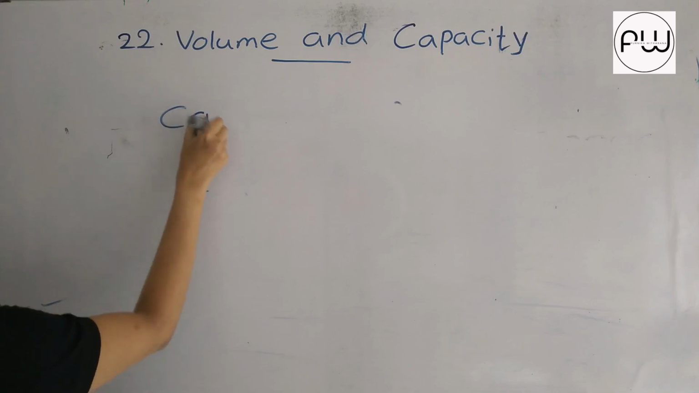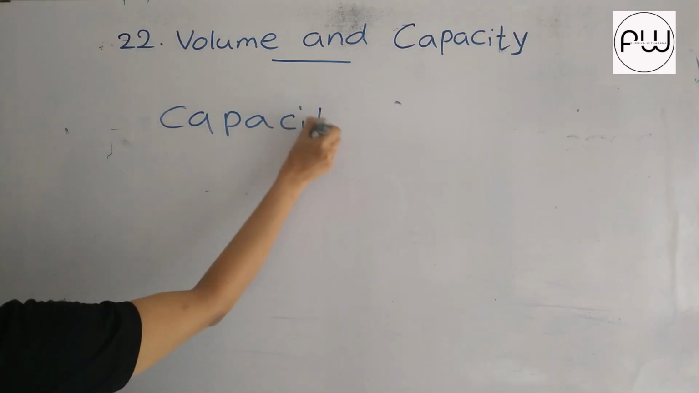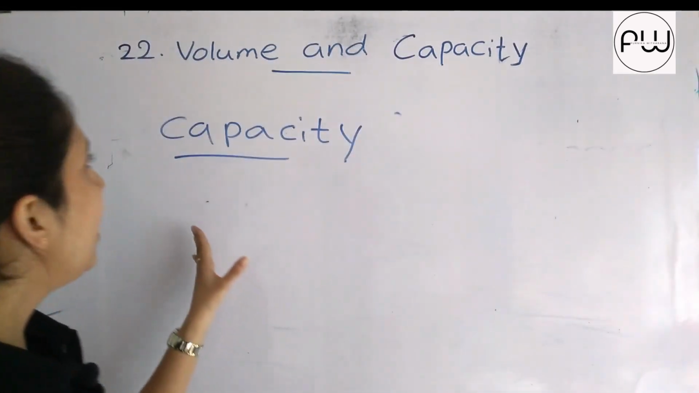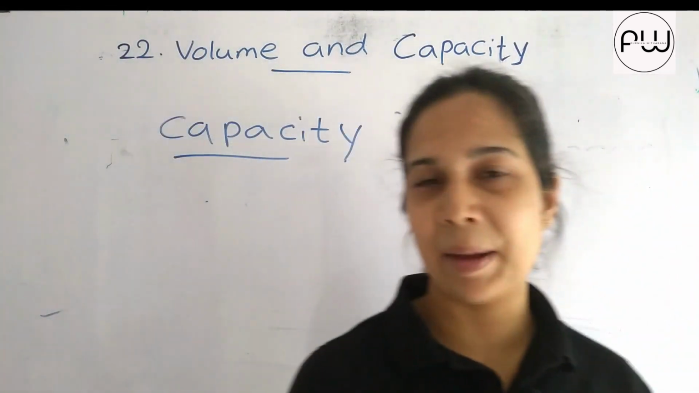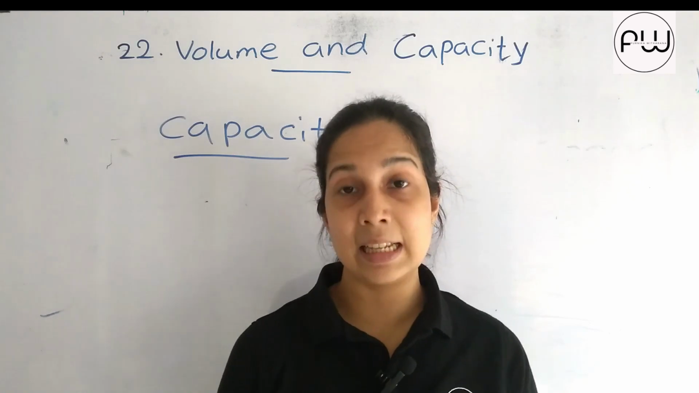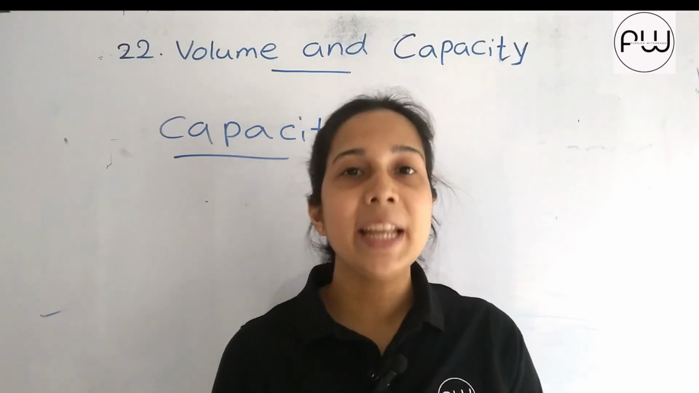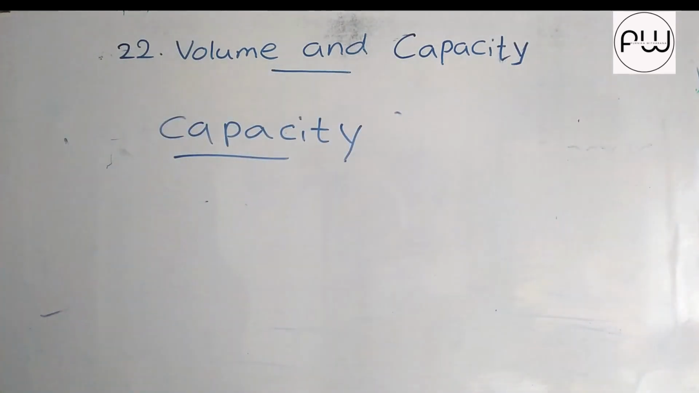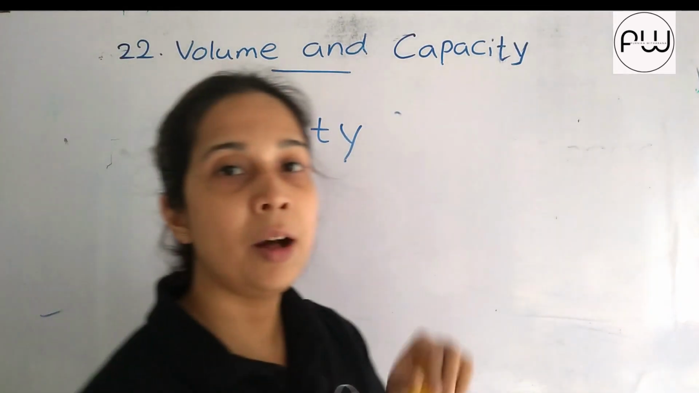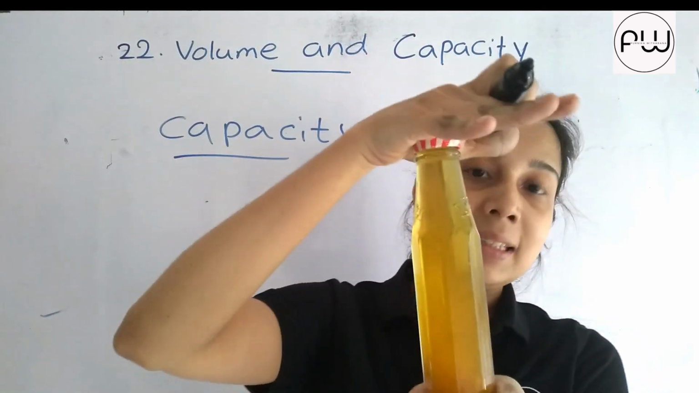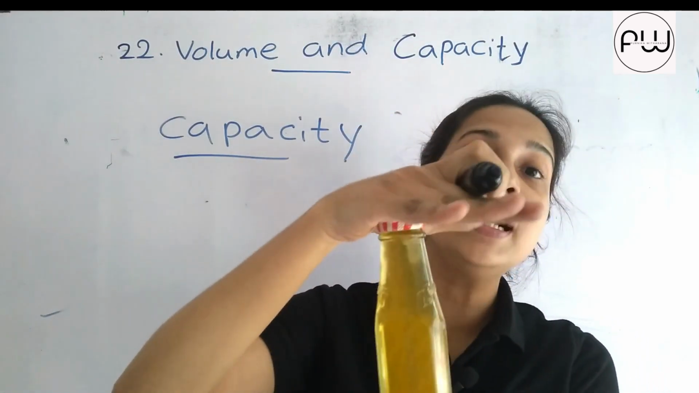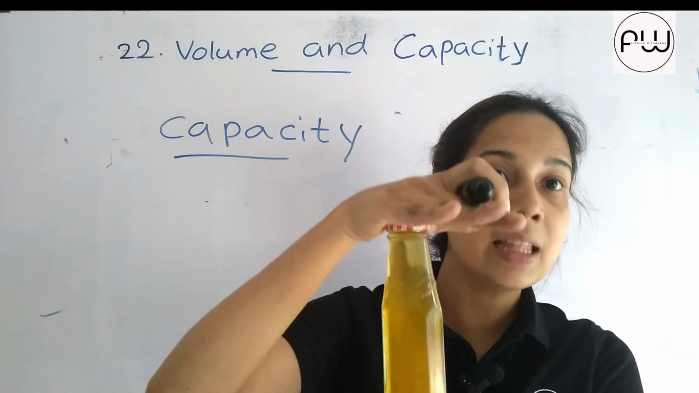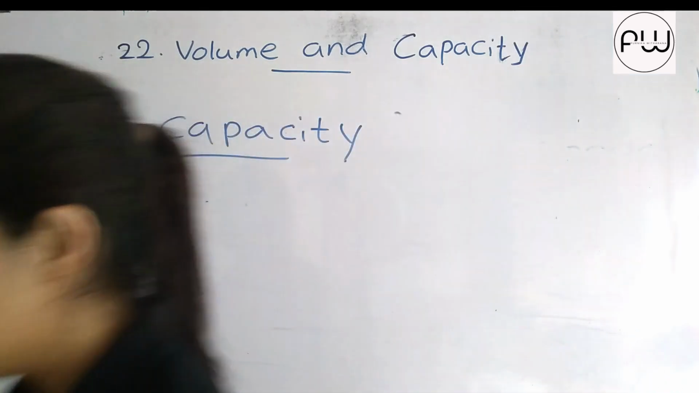And now let's see capacity. Let's see the capacity. What is meant by the capacity? Capacity is the maximum amount of liquid that can be filled into the container. Okay, see this one. Now I have a bottle and this bottle is completely filled with water. Then this is the capacity, right? This is the capacity.